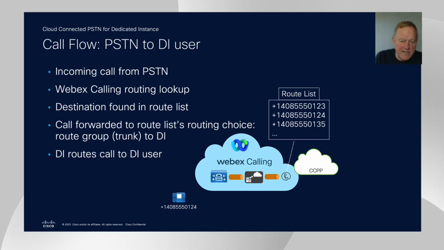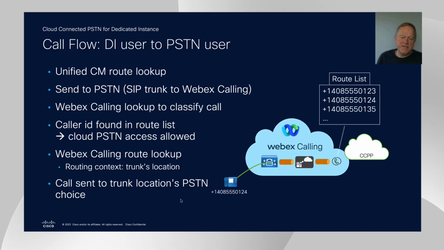So let's look at a quick example, finally, of how this actually works. The call flow here that I want to show is from the PSTN to the dedicated instance user. So we have an incoming call to this phone number down here. On Webex calling, we see that there's a route list match. So this phone number was added to a route list. The route list has a configured destination. The call is sent to Communications Manager, to Webex calling dedicated instance. And here the dial plan magic kicks in and the call is sent to the phone that is registered with Webex calling dedicated instance.